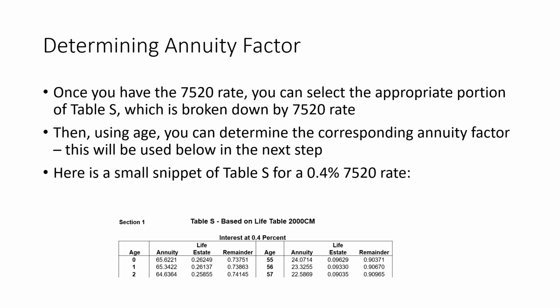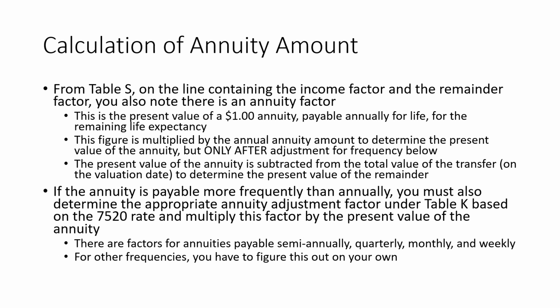Now, with the annuity factor, what that represents is the present value of the right to receive $1 per year for the rest of the annuitant's life expectancy. So for example here, at age 55, if you were to get $1 per year for the rest of your life, the present value of that today would be $24.07. So how do we use this annuity factor?